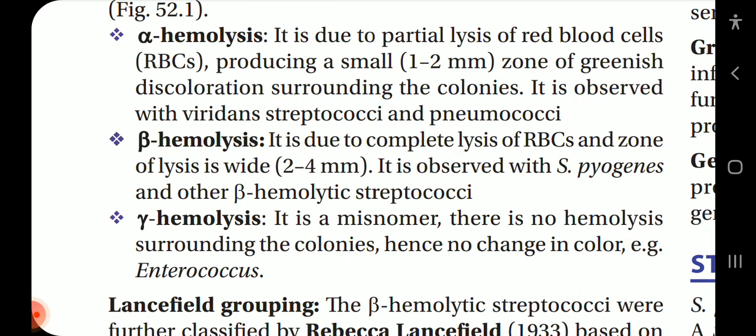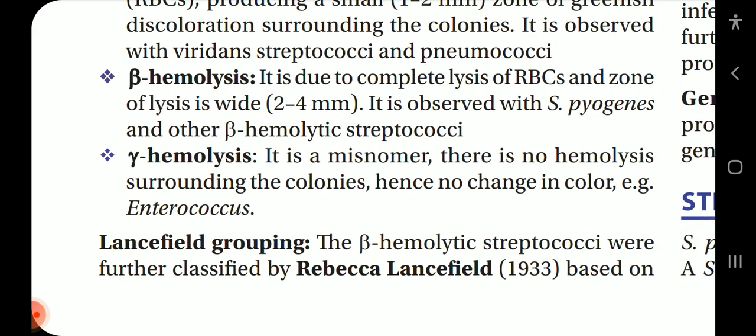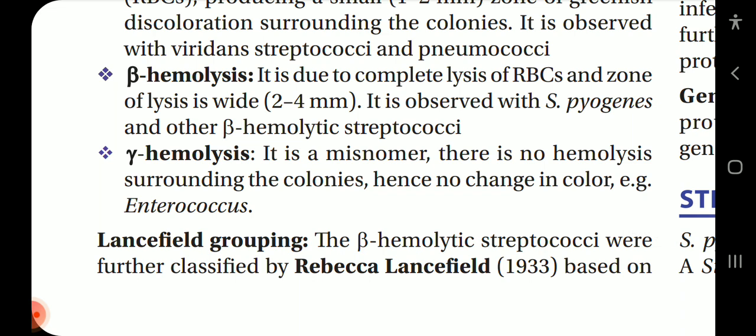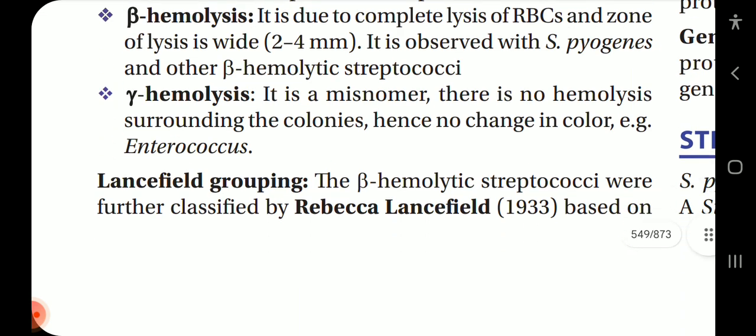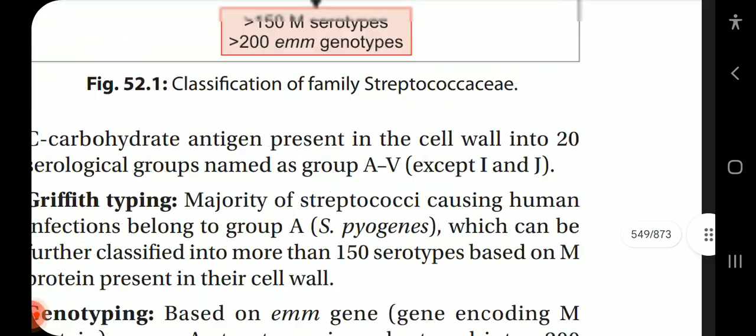Alpha hemolysis. It is due to partial lysis of red blood cells, RBCs, producing a small 1 to 2 mm zone of greenish discoloration surrounding the colonies. It is observed with viridans streptococci and pneumococci. Beta hemolysis. It is due to complete lysis of RBCs and the zone of lysis is wide, 2 to 4 mm. It is observed with Streptococcus pyogenes and other beta hemolytic streptococci. Gamma hemolysis is a misnomer. There is no hemolysis surrounding the colonies, hence no change in color. Example, Enterococcus.